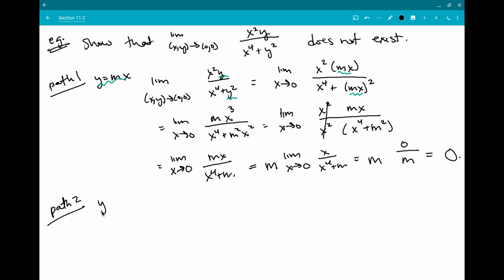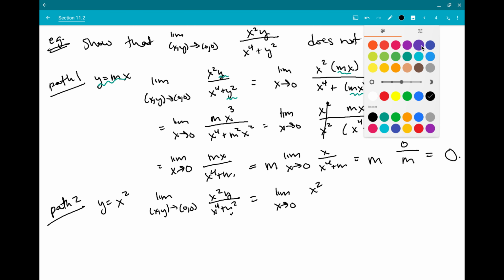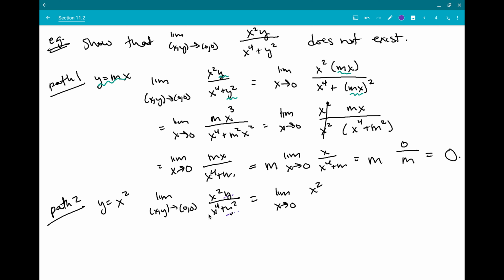This time I'm going to take y equal to x squared. And my limit as x, y goes to 0, 0 of x squared y over x to the 4th plus y squared right there. Again, it's just going to turn into the limit as x goes to 0. And now everywhere I see y, I'm going to replace with my second path relationship given by x squared. So x squared times y becomes x squared times x squared over x to the 4th plus y squared becomes x squared squared.